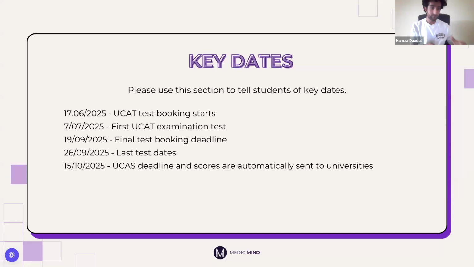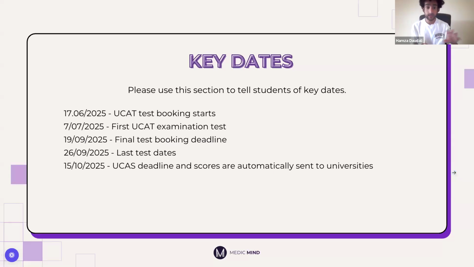Perfect. And finally, some key dates. So just some key dates that I think would be important for you guys to have in your calendar. So the 17th of June is when test booking opened, so a week ago. But the first test is on the 7th of July. Final test booking deadline is the 19th, but the last test dates are on the 26th of September. And the 15th of October is the UCAS deadline, which I'm sure you all know. Results are automatically sent to universities. You do not have to add your result to your UCAS application yourselves. They are sent automatically from the uni.